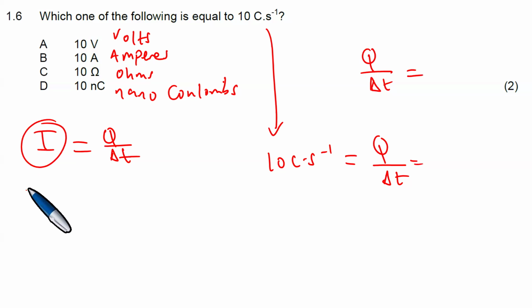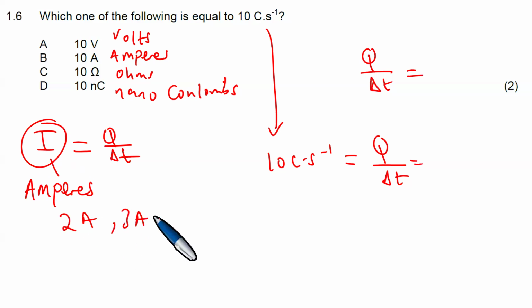Now you know that the electric current is measured in what? What do we use to measure electric current? Okay, so this one is measured in amperes. Electric current is measured in amperes, because you say there are 2 amps, there are 3 amps, there are 4 amperes, and so on and so forth.